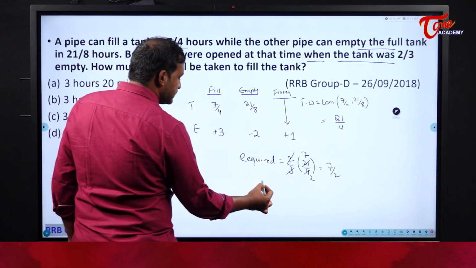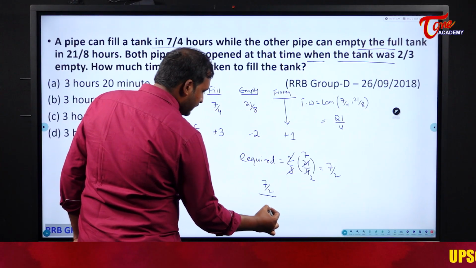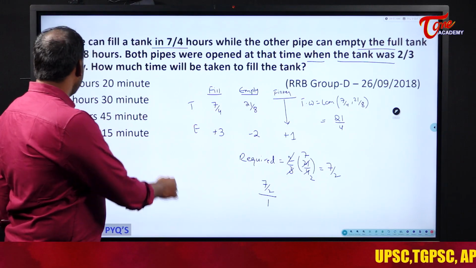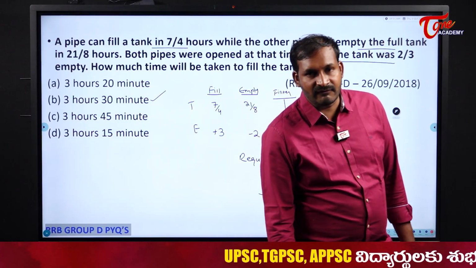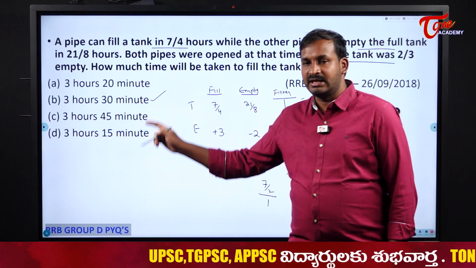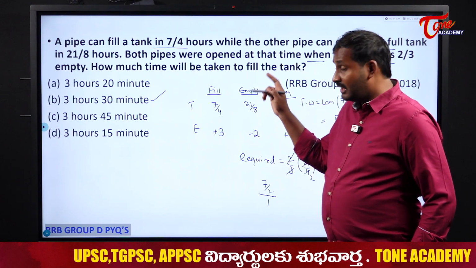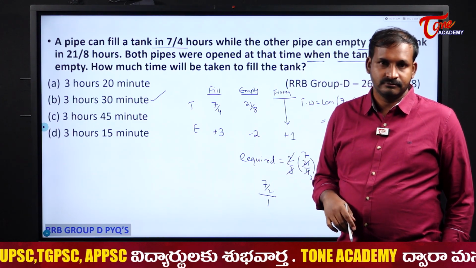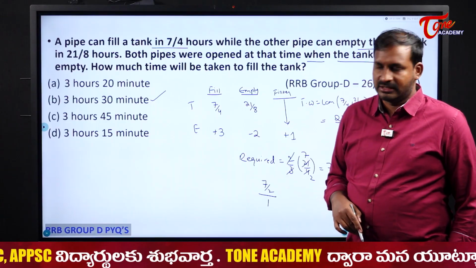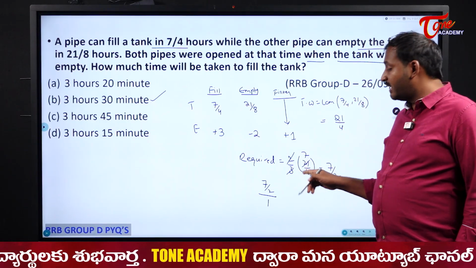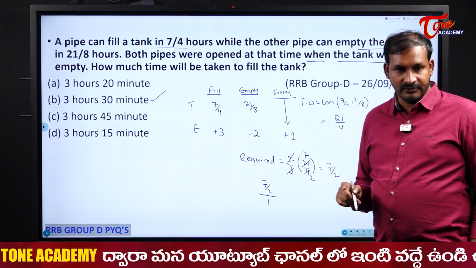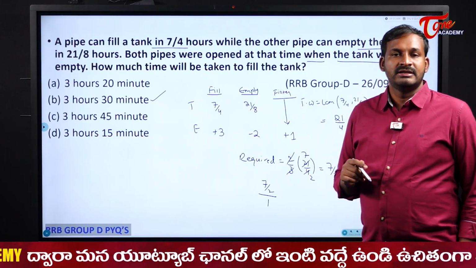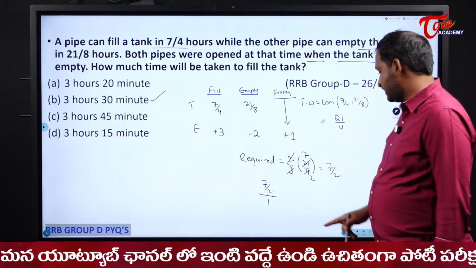Now time taken is 7 by 2 by 1. 7 by 2 means 3.5 hours, right? So it will take 3 hours 30 minutes to fill the 2/3 empty tank. Required one is 2/3 only, not a full tank. So 2/3 of 21 by 4 I will get 7 by 2. So my answer will become 3.5 hours here.